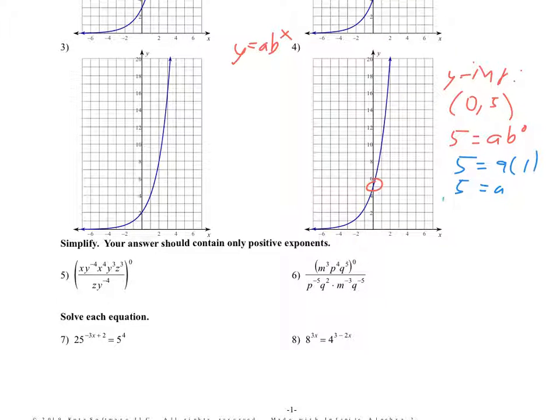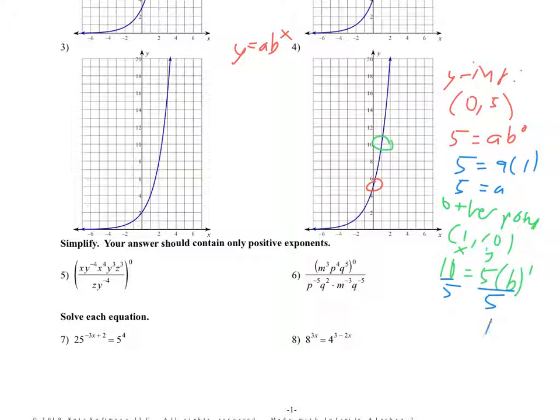And now I need to use another point here. And I see my next point is right there at (1, 10). So I'm going to use that one, and now I'm going to plug that in as x, y. But then I'm also going to plug in my a value of 5, and now I need to find b. So I'm going to divide both sides by 5, and I get b equals 2. Since it's the first power, I don't really need to get rid of that. So I could say y equals 5 times 2 to the power of x.